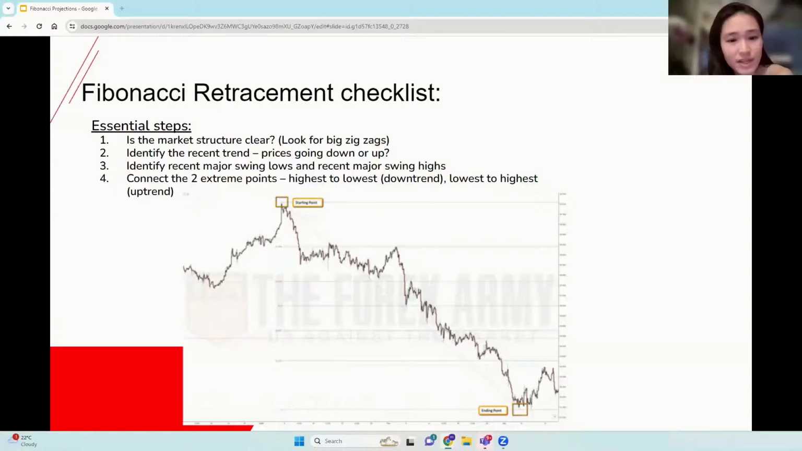Next, identify a recent major swing low and recent major swing high. So we'll show you examples, but basically you want to look for the most significant swings when you are deciding which charts to use. Next, you want to connect the two extreme points, the highest to lowest if you are looking at a downtrend, and the lowest to highest if you're looking at an uptrend, like you see here in this image.